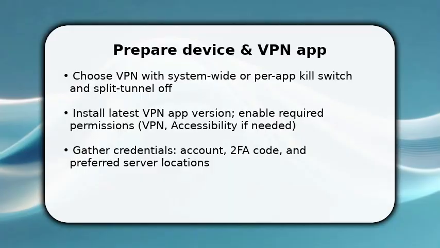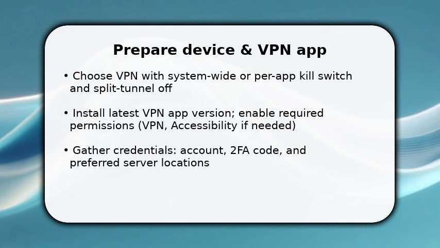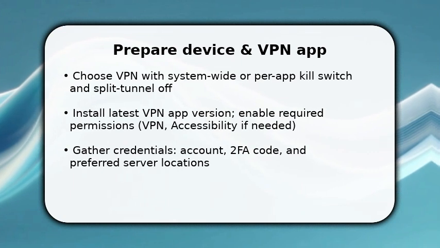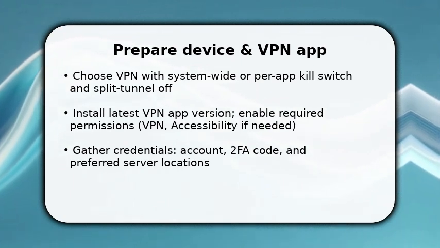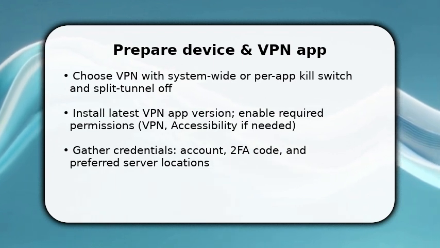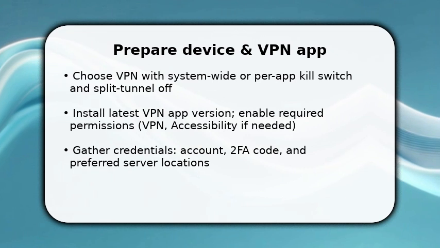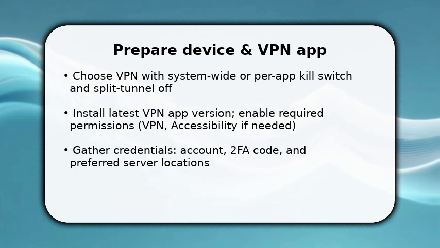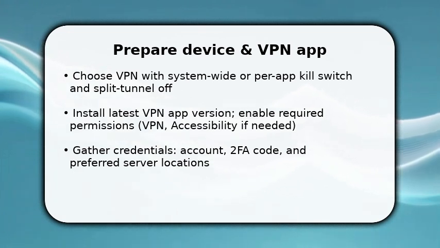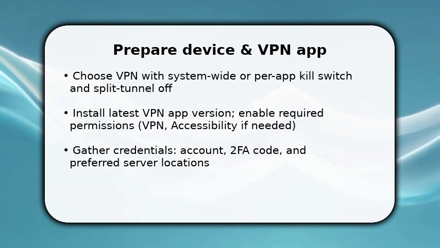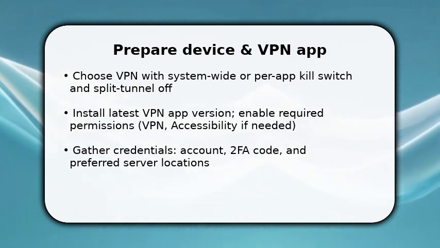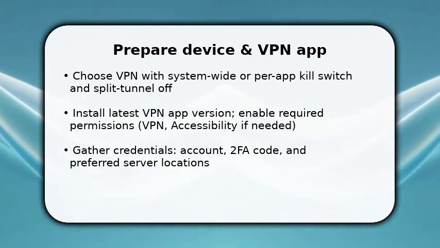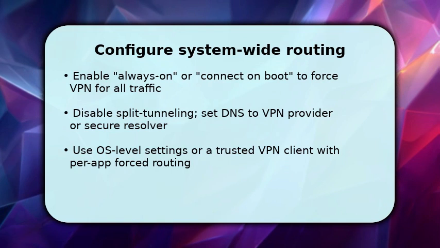Please enjoy the video. You start by preparing the device and VPN app, so every app will use the tunnel. Install a VPN that supports system-wide routing or OS-level configuration. Once installed, grant the VPN permission to create a VPN profile and any accessibility rights required. Make sure you have your account login and 2FA ready, and pick target server locations. This reduces interruptions during routing setup and lets you move straight into configuring full device traffic without guessing why apps still leak data.